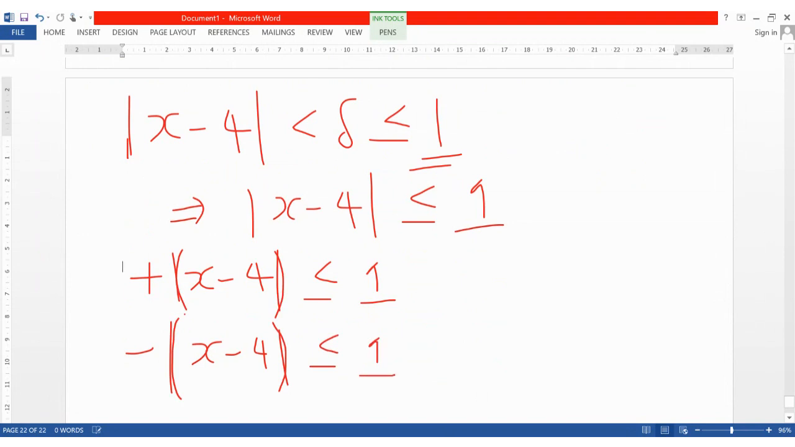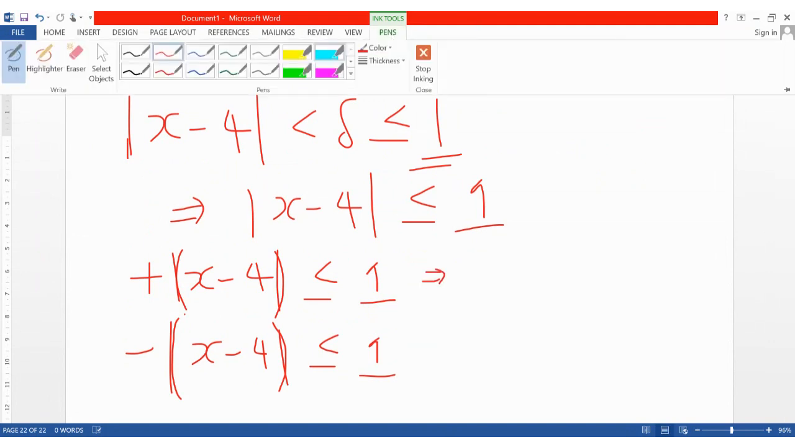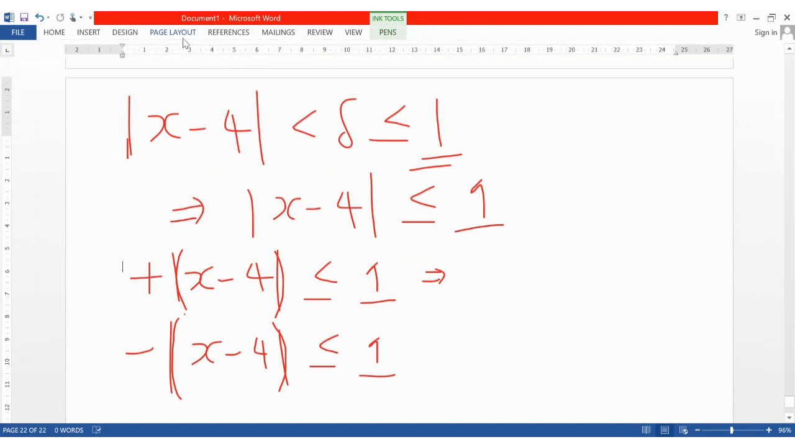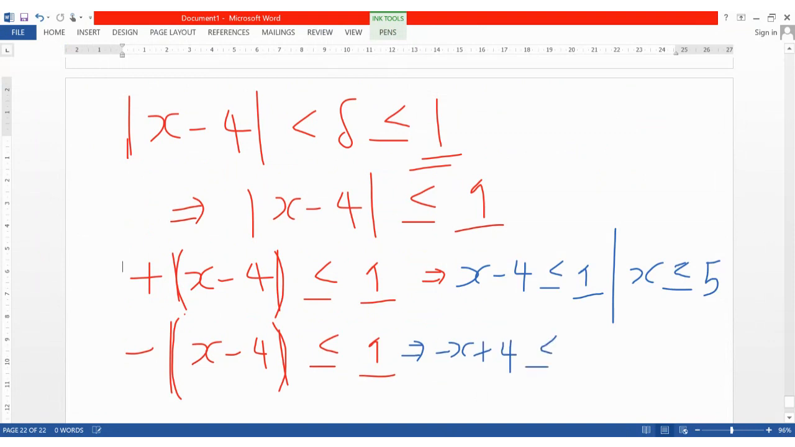So we need to solve for those two, the positive one and the negative. The positive one has no problem. When you open up with a positive, you will end up with x minus 4 is less than or equal to 1. When you solve this, x is less than 5. This other one, when you open up, you'll get negative x plus 4 is less than 1. So I can take the x to the other side, and x is greater than, when the 1 crosses over, 4 minus 1, 3. So remember, what we learn in basic maths was to prepare us.